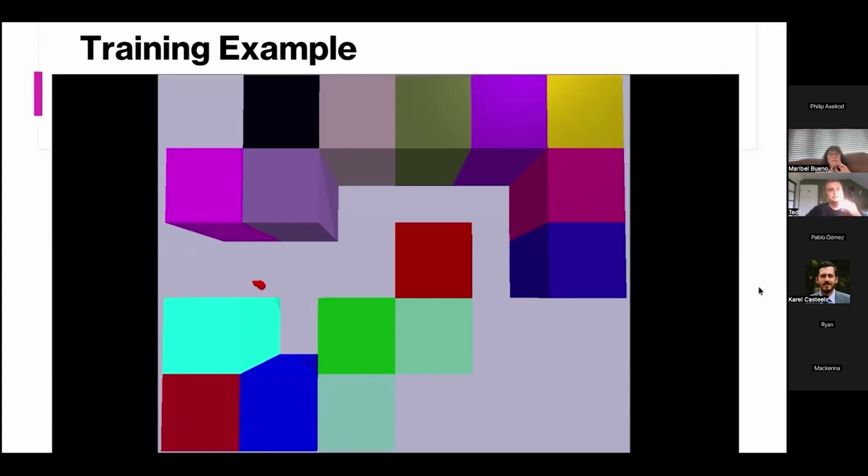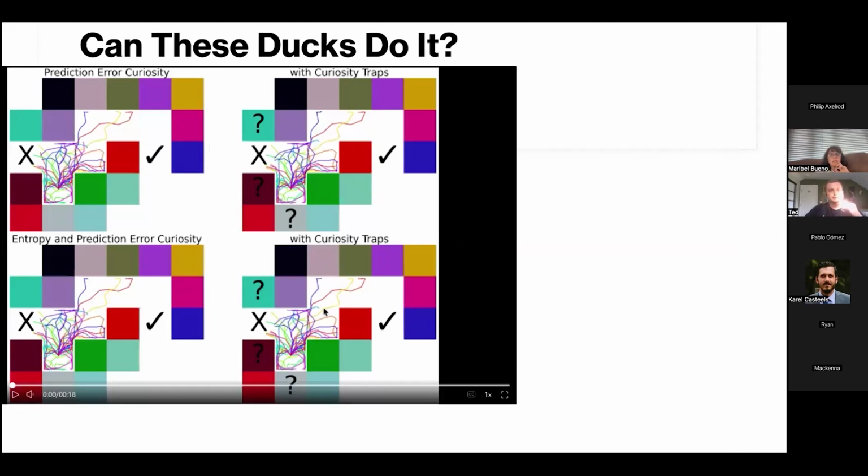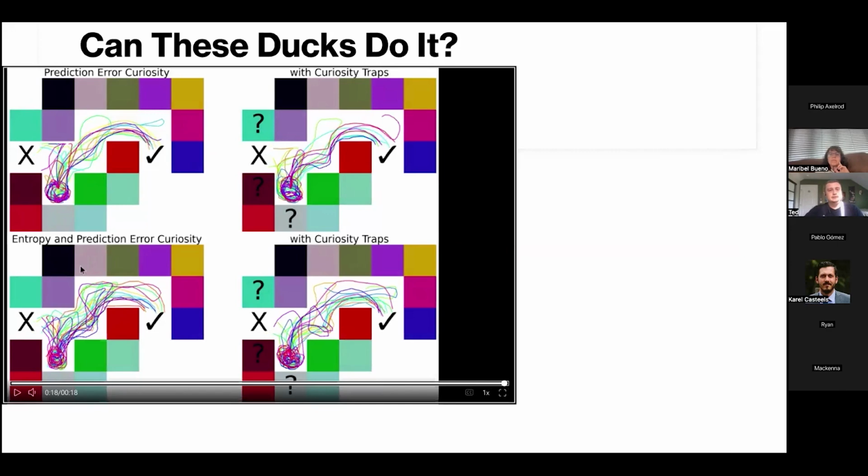So how does this affect these ducks? I'm just going to skip to the end of training here. But you can see, it's a little difficult to visualize, but more ducks. On the left here, we have the two ducks we just saw, prediction error curiosity and also with entropy.